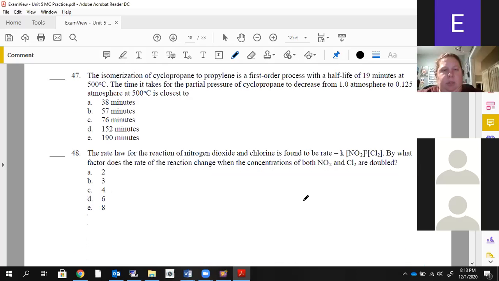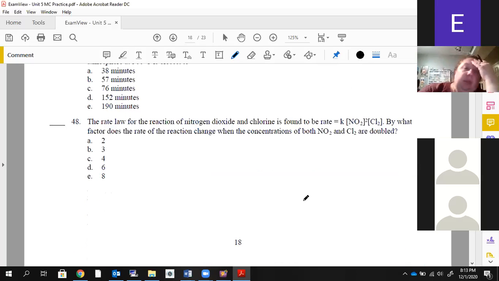Number 48. The rate law for the reaction is found to be blah. By what factor does the rate of the reaction change when the concentration of both NO2 and Cl2 are doubled?